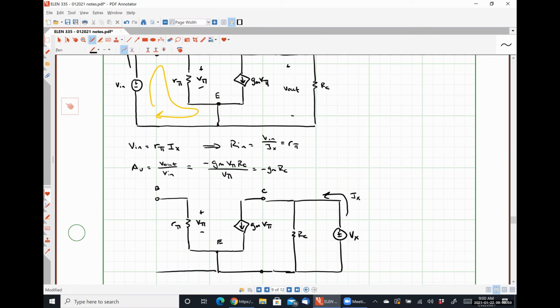And what do we do across our base, from base to ground? Because we're measuring output resistance. Talked about this early in class on Wednesday, because today's Friday. Short it out. All right, so what's our output resistance going to be?